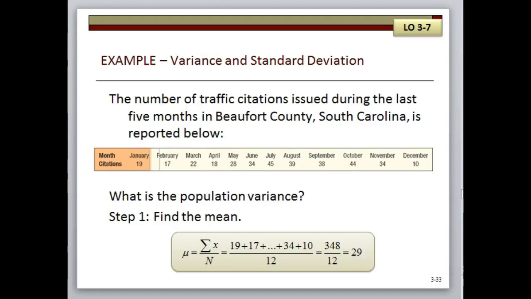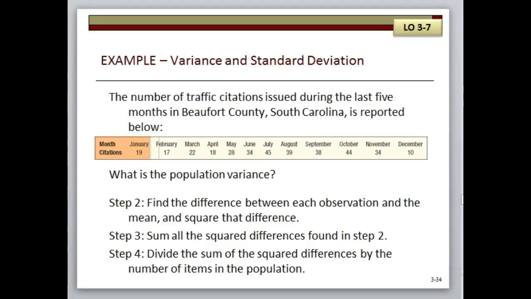The data represent the number of traffic citations issued during the last 5 months in Beaufort County, South Carolina. In the first step, we find the mean number of traffic citations as 29. The second step is to find the difference between the mean and each of the observations, then square each difference. The third step is to add up all the squared differences. In step 4, we divide the sum of the squared differences by the number of observations to get the variance. These steps are illustrated more specifically using a problem on the next slide.